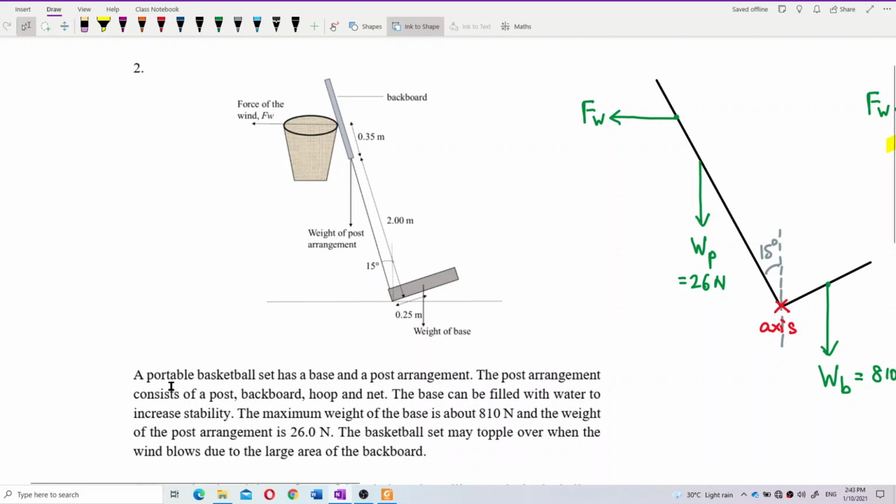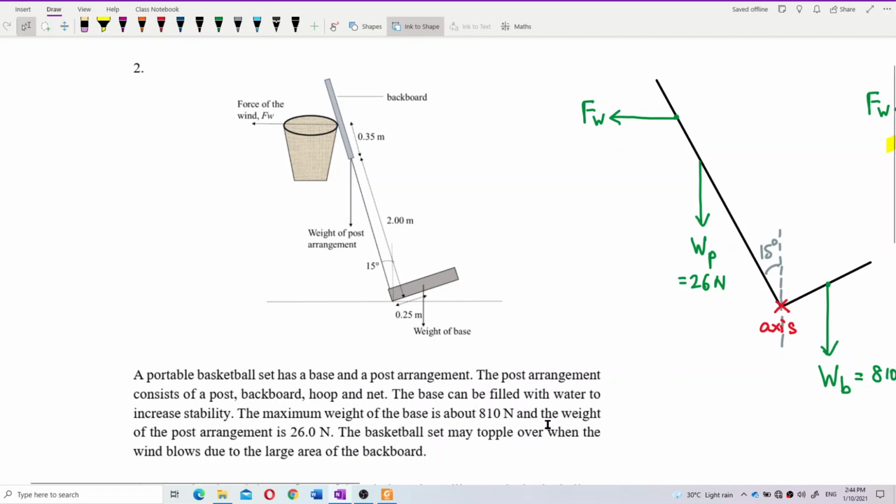Okay, a portable basketball set has a base and a post arrangement. The post arrangement consists of a post, backboard, hoop, and net. The base can be filled with water to increase stability.